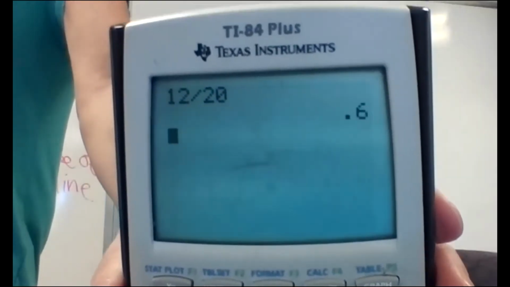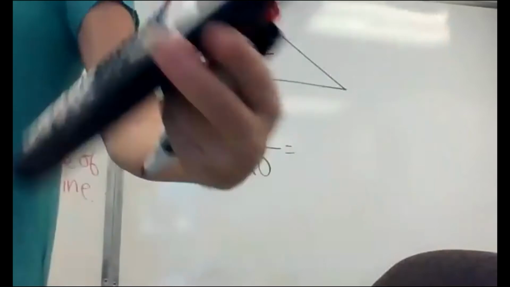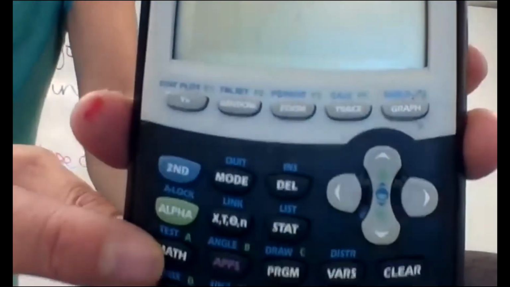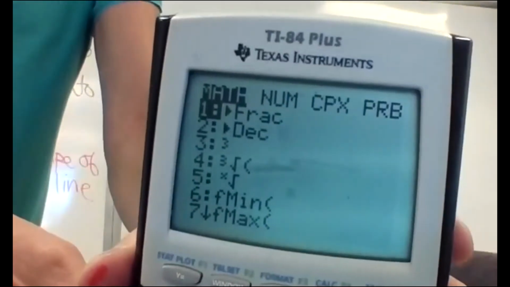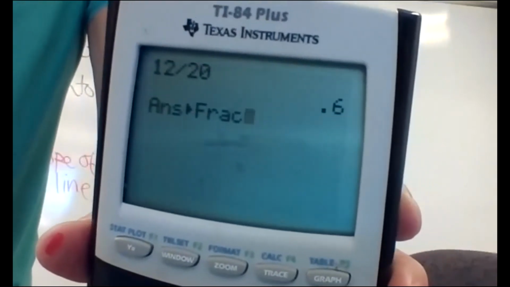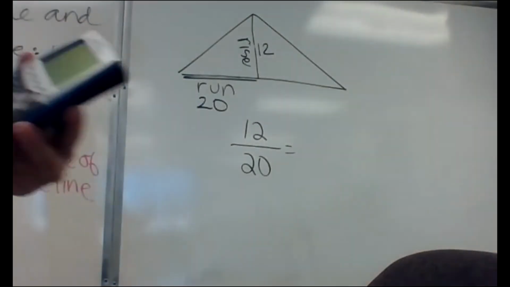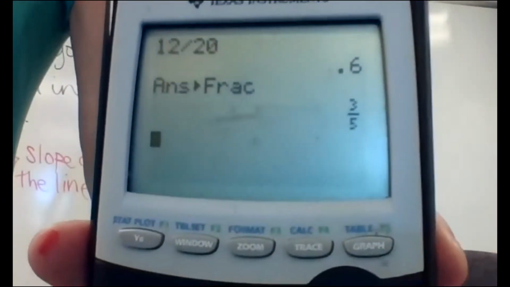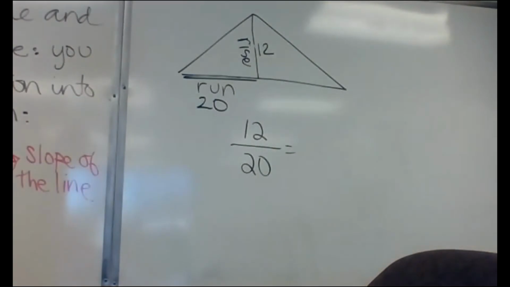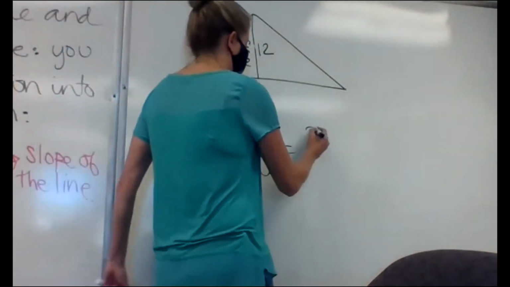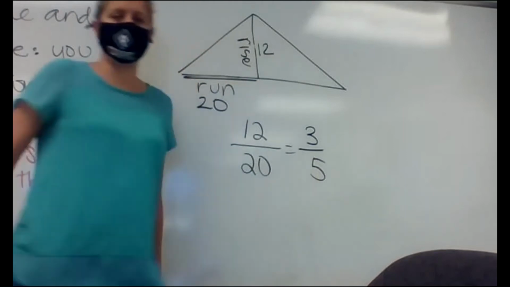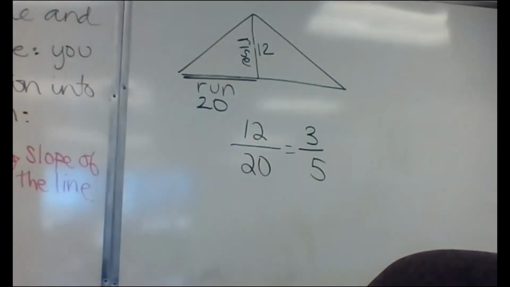To reduce your fraction, you hit that math button. So hit math, and then hit enter twice. It'll return that fraction into its simplest form. So 12 over 20, if I reduce it, turns into 3 over 5. So the slope or pitch of that roof is 3/5. Number 5.